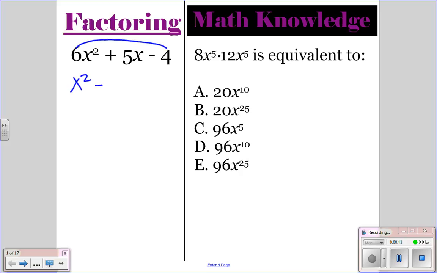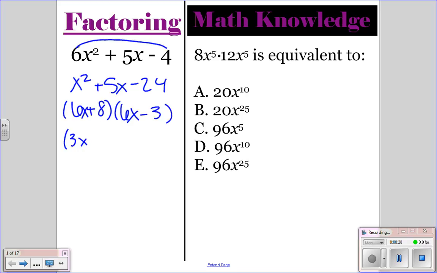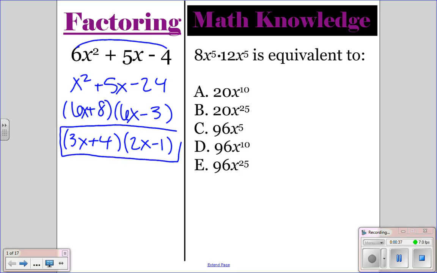So you're going to have x squared plus 5x minus 24. And so you're going to end up with 6x plus 6x plus 8, and then 6x minus 3. This first set will divide by 2, and so you'll have 3x plus 4. And then the second set will divide by 3, so you'll have 2x minus 1. So this would be your answer for the factoring.